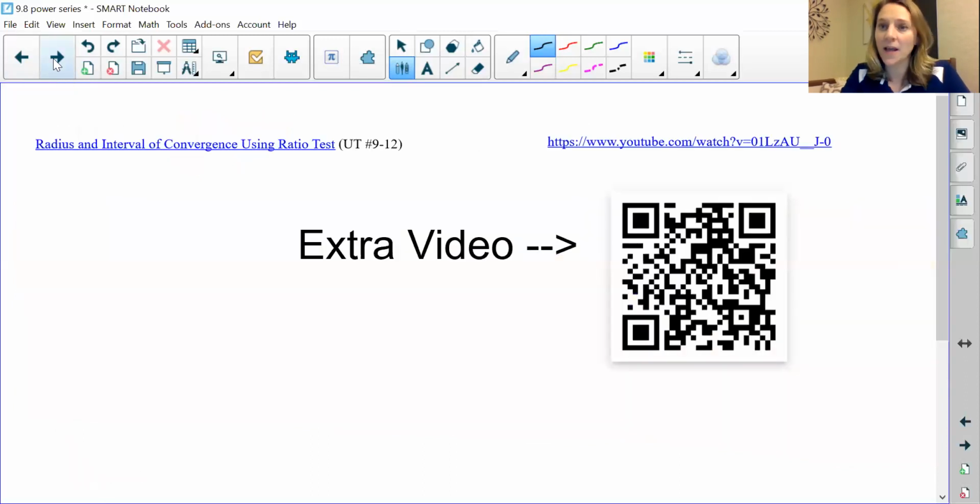All right, so hopefully that was helpful. If you need more examples, or just somebody else, maybe with a lower pitch voice, explaining these examples to you, I have an extra video here for the radius and interval of convergence.